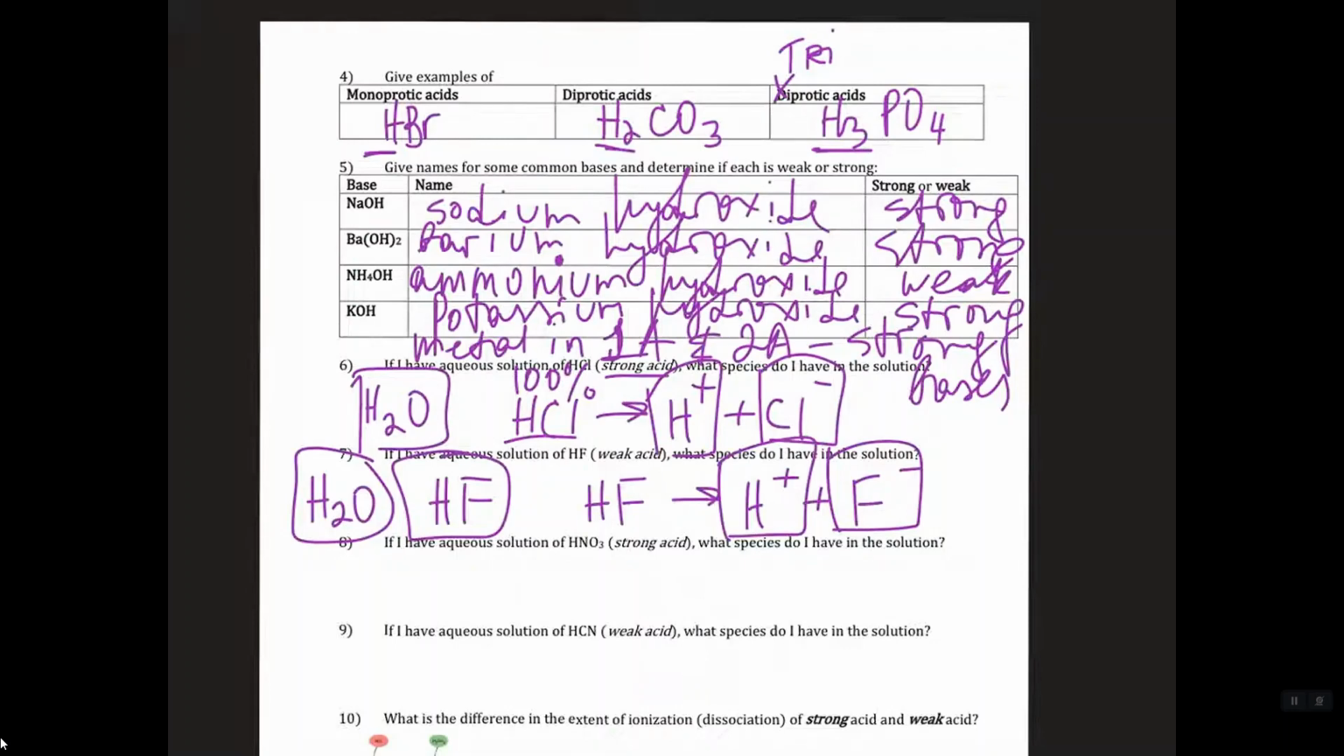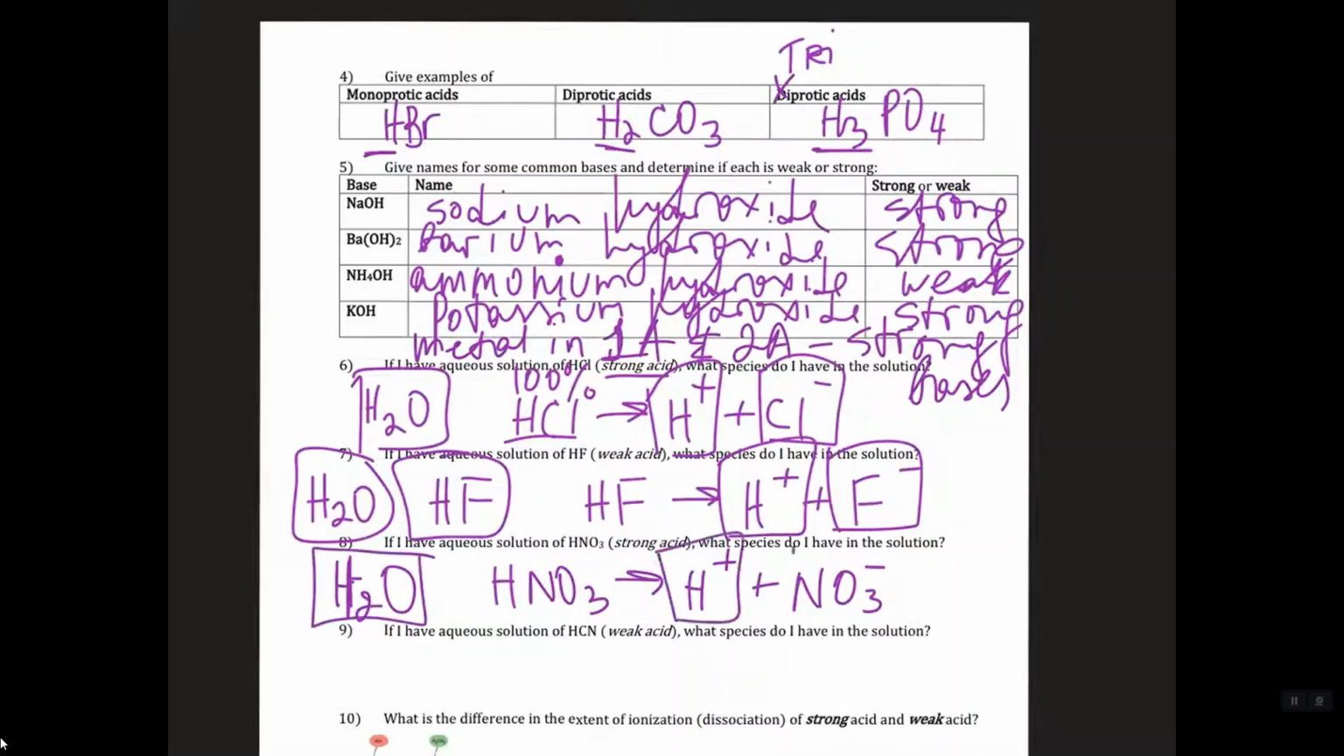If I have a solution of nitric acid, what's going to be there? It's a strong acid, so every single molecule is going to break down into hydrogen ion and nitrate ion, right? So we are going to have these species there. And it's also going to be 100% of my nitric acid that dissociates.